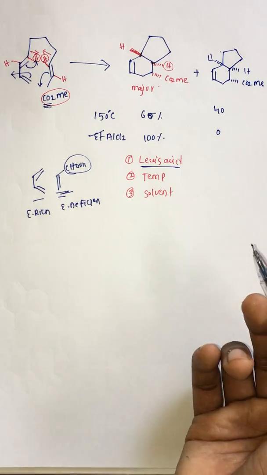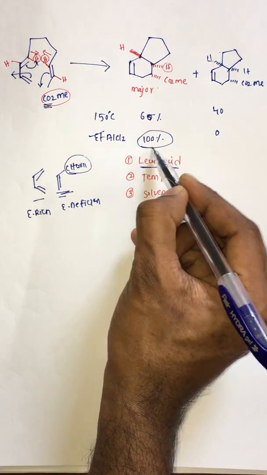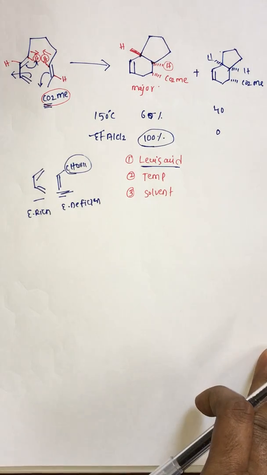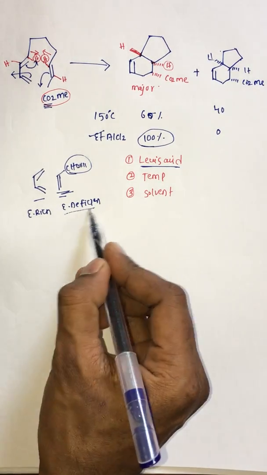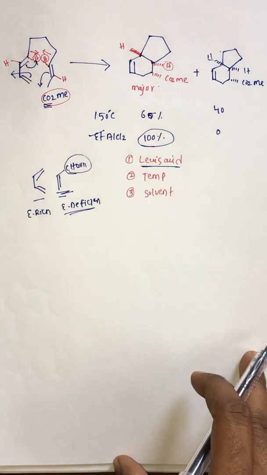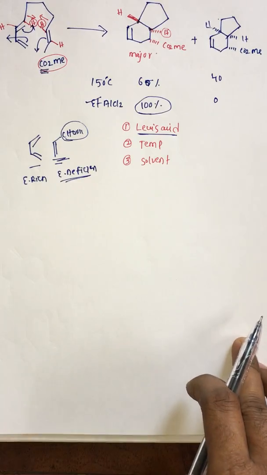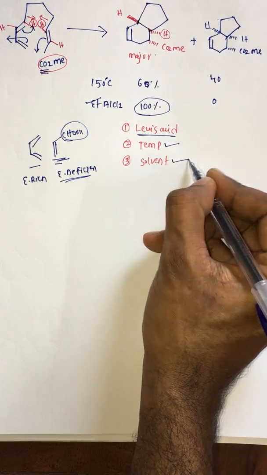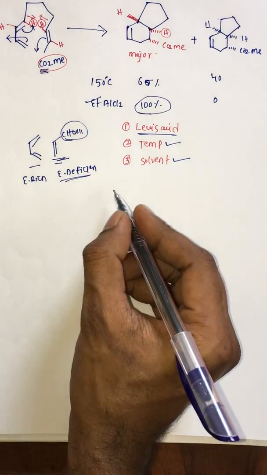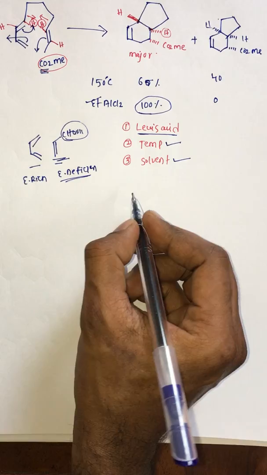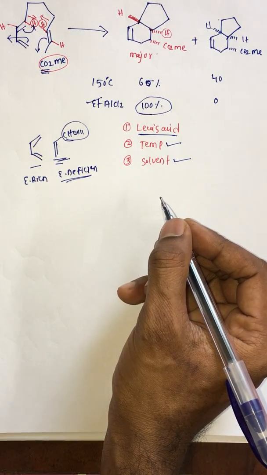Because the rate of reaction is increasing, we are getting 100% of product, 100% conversion. The more electron deficient it is, the more product we will get. And we can also explain this by using temperature and the solvent effects.